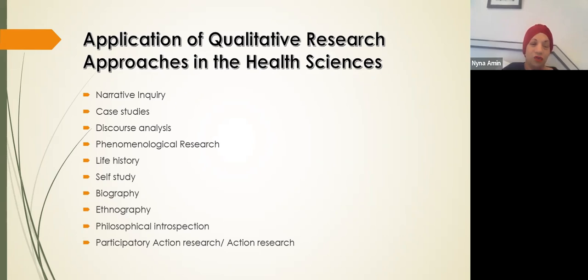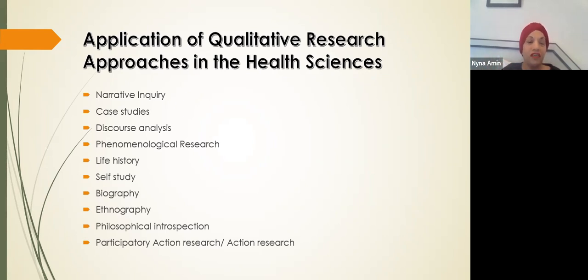Then there's self-study. You could do a study of your own practice as a healthcare professional. And so you might want to research how you can improve bedside care, for example, or how you could improve the way you communicate with patients. And so you engage in the study, hoping in some way by the end of it to transform some aspect of your practice. And you're in charge because it's about you and yourself. Then there are biographical accounts, which is close to life history.